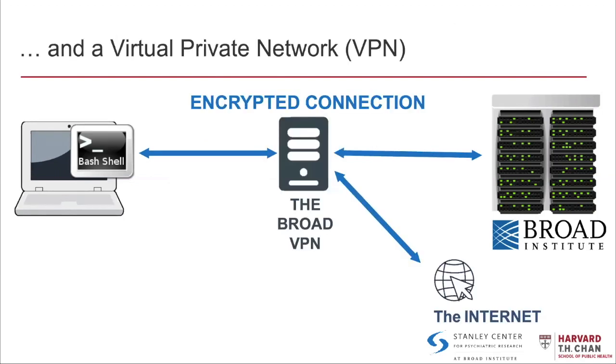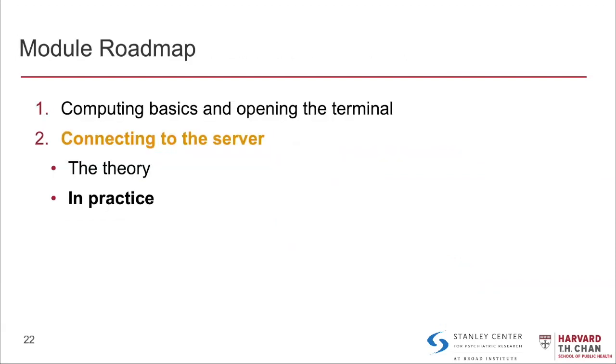To add an extra layer of security, the Broad Institute installed a virtual private network, or VPN, which is an extra step to encrypt the connection. This means that first you need your laptop to be connected to a VPN, and then from this VPN, you're going to connect to the Broad server. Okay, so now let's see in practice how to connect to the Broad server.